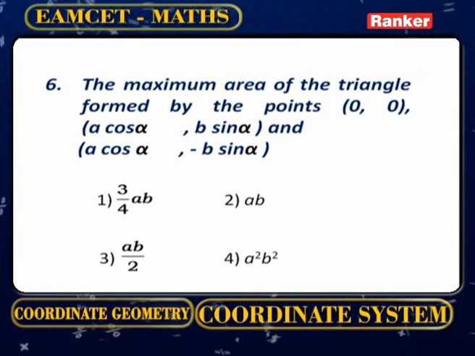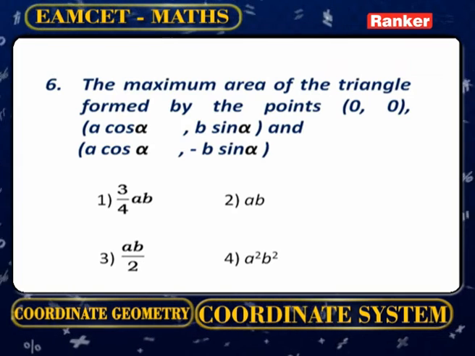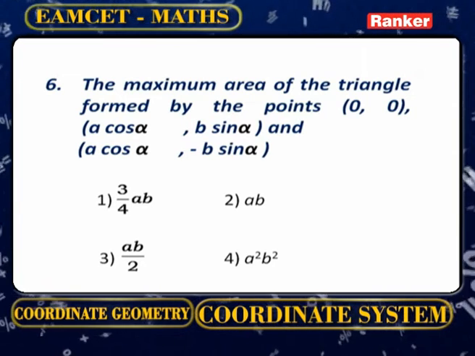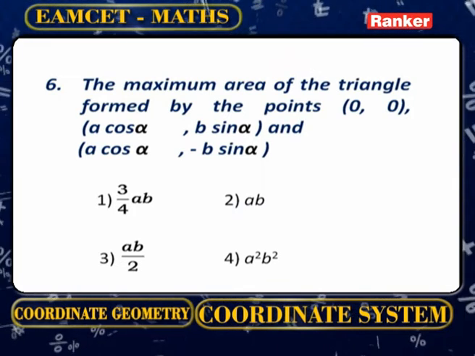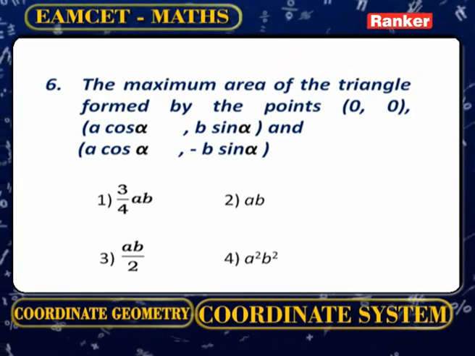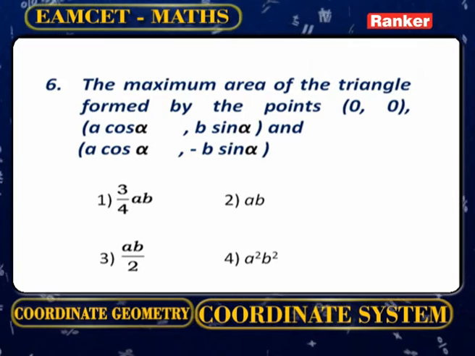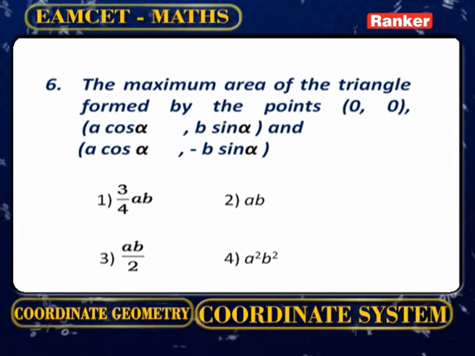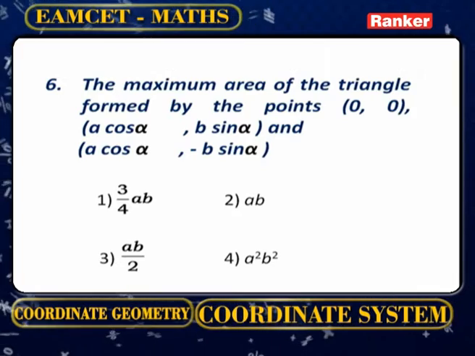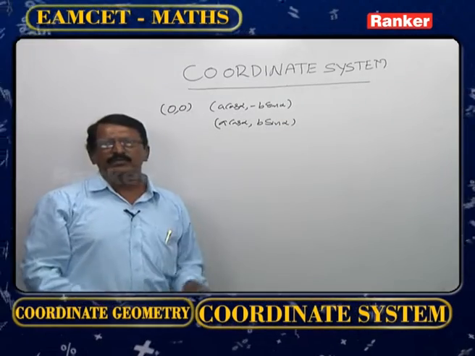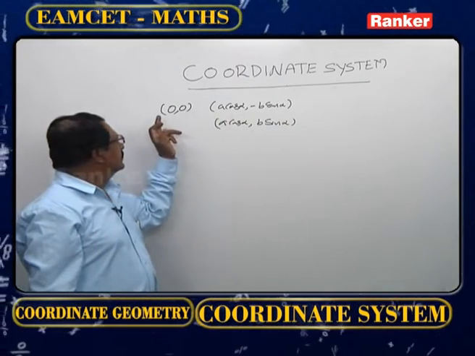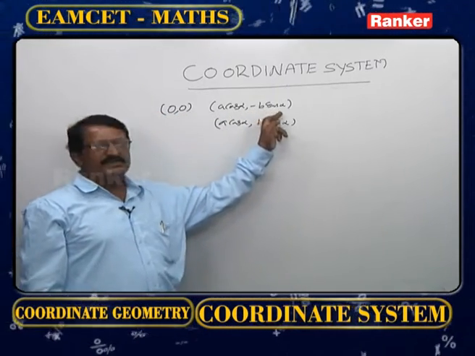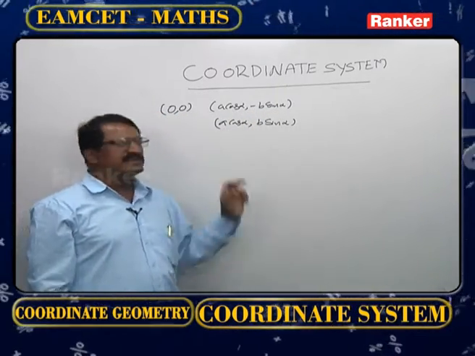The maximum area of the triangle formed by the points (0, 0), (a cos alpha, -b sin alpha), (a cos alpha, b sin alpha). Required: the maximum area of the triangle formed by the given three points.